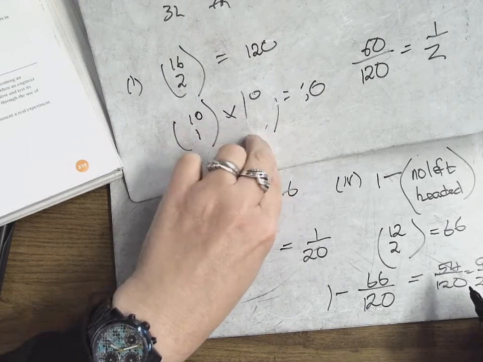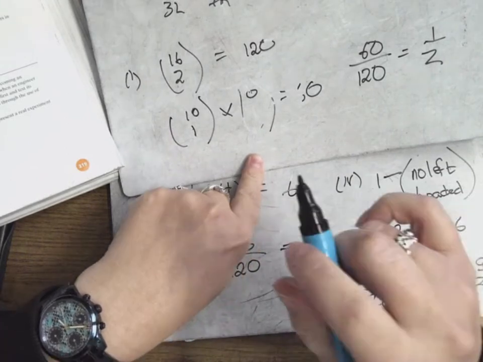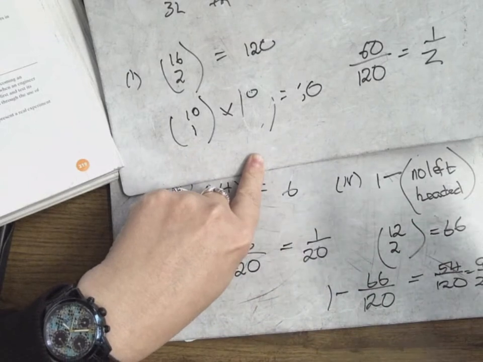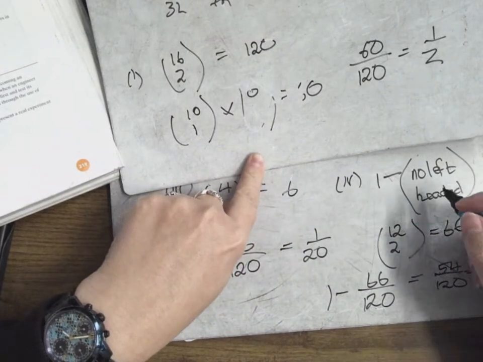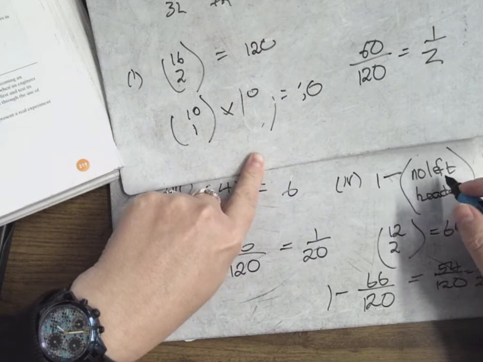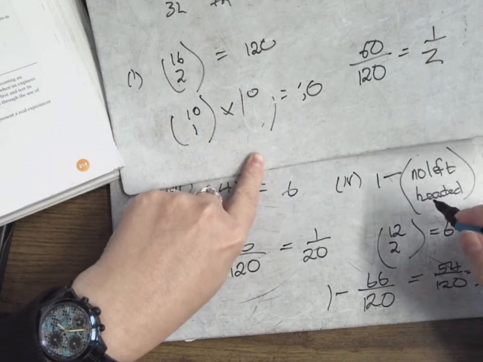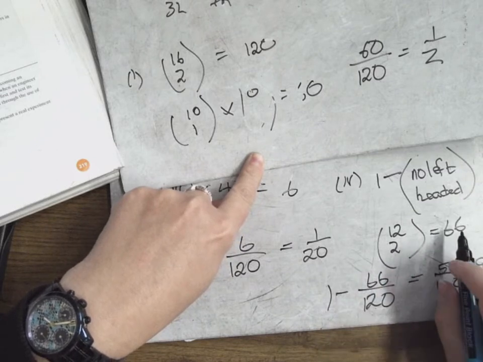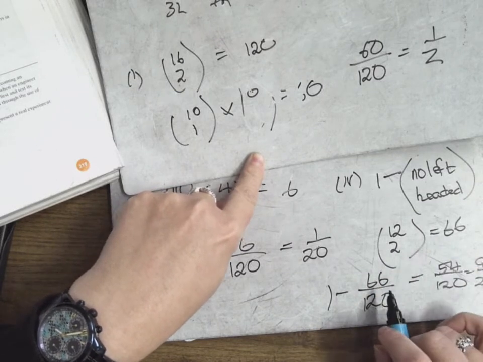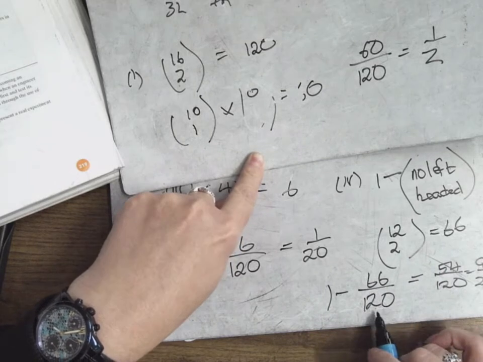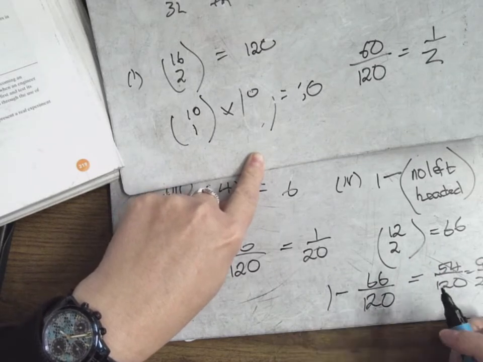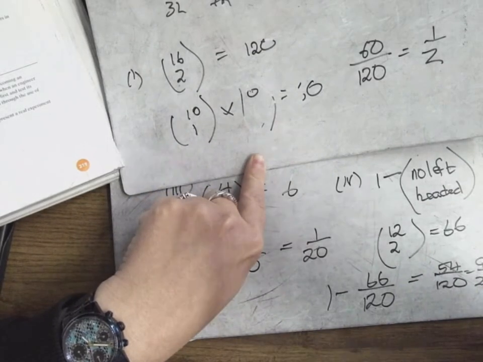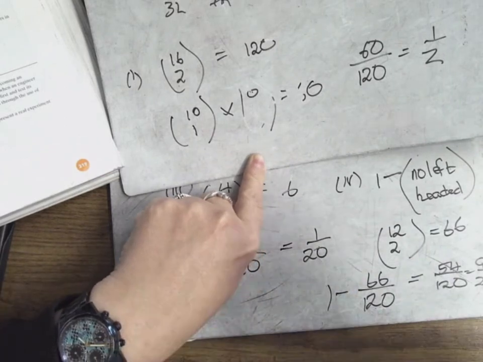Is that alright? So, you know the at least number, the best way to do at least is 1 take away none. Right? Okay? And none is if there was no left-handed people, so that means you're only picking from the right-handed people. So there was 12 right-handed people, I want to choose the 2 from that, so that's 66. The probability of picking those right-handed people is 66 over 120, right? And 1 take away that is the at least 1 left-handed. Is that okay? So you know those at least questions, always do 1 take away none.